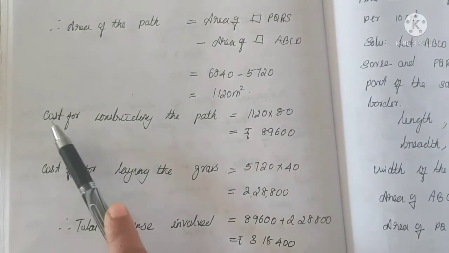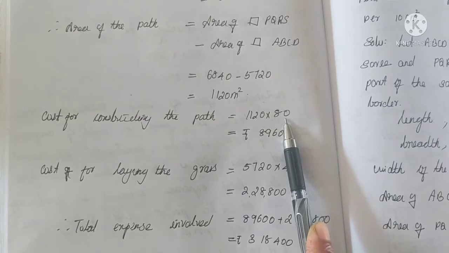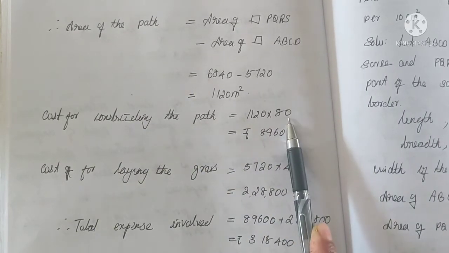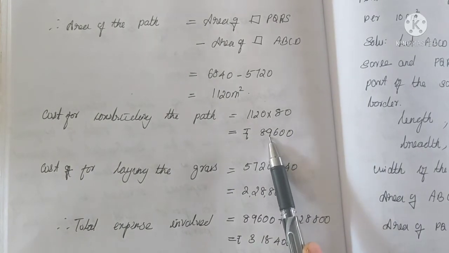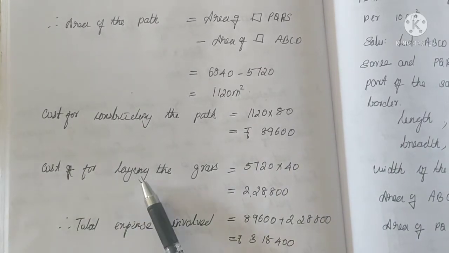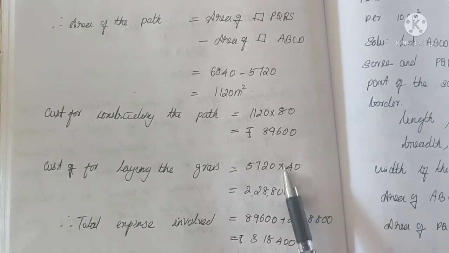Now let's see the cost for constructing the path. Per meter square the cost was 80 rupees. So the total area is this much, and for the total cost of constructing this we multiply them. The answer will be 89,600 rupees. Next, the cost for laying the grass is equal to per meter square it was 40 rupees.